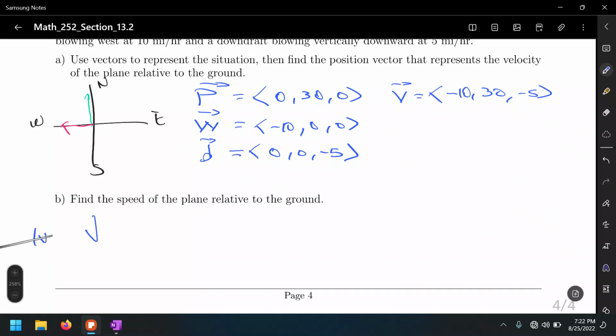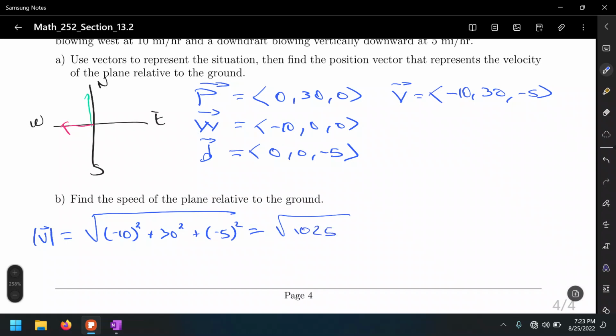So let's call this the magnitude, and that's the square root of -10 squared plus 30 squared plus -5 squared. And this adds up to 1025, the square root of 1025 miles per hour. All right.